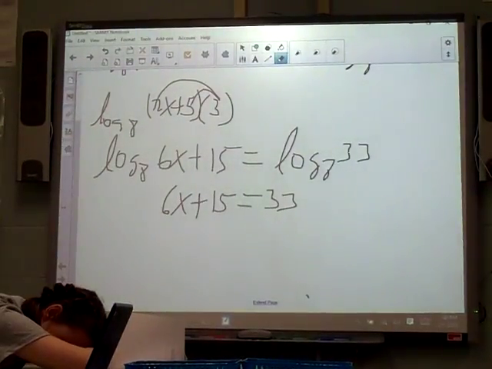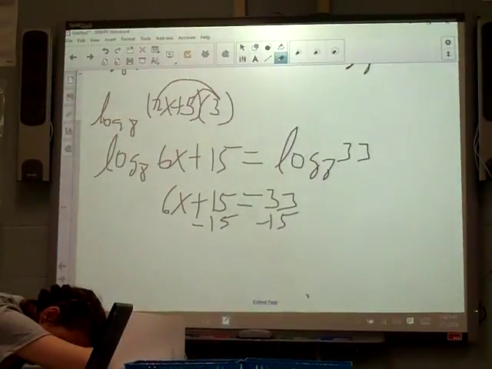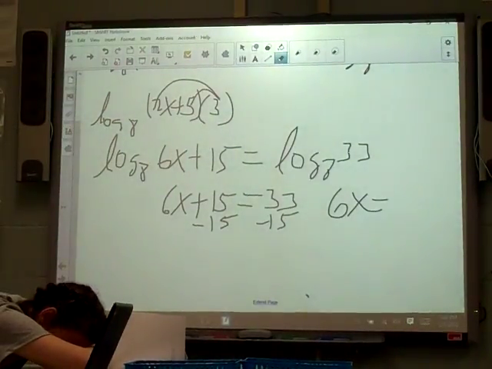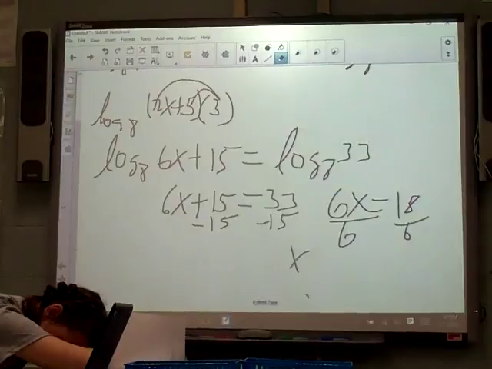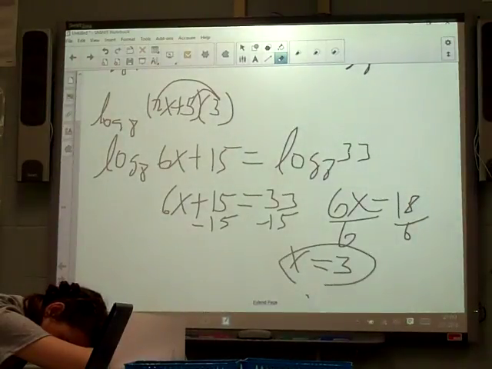First step there be subtract your 15. So I get a 6x equals 18. Is that right? Yep. Divide by 6. X is 3.